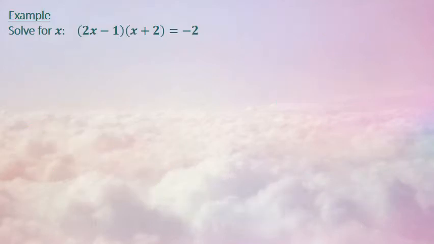Right, this example is another one where we're seeking to trick you. You may think, this is factorized already, so I can already say either 2x minus 1 equals negative 2 or x plus 2 equals negative 2. Wrong, wrong, wrong, wrong, wrong. Please do not fall into that trap.